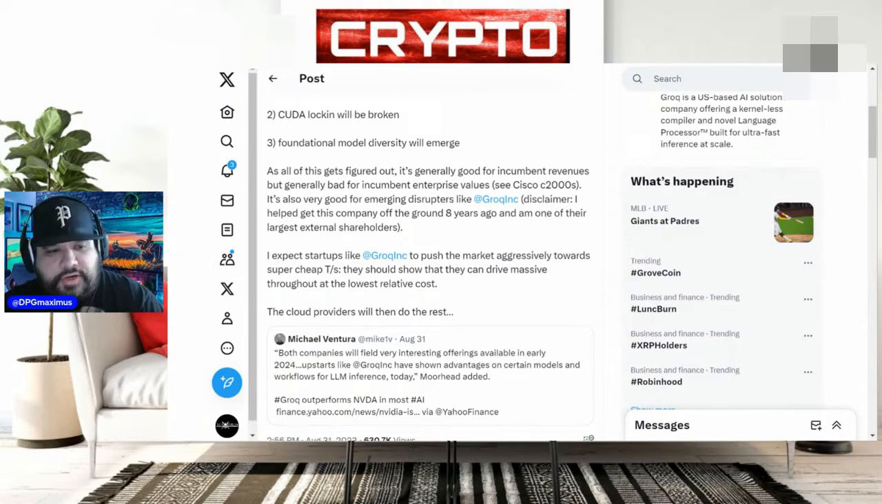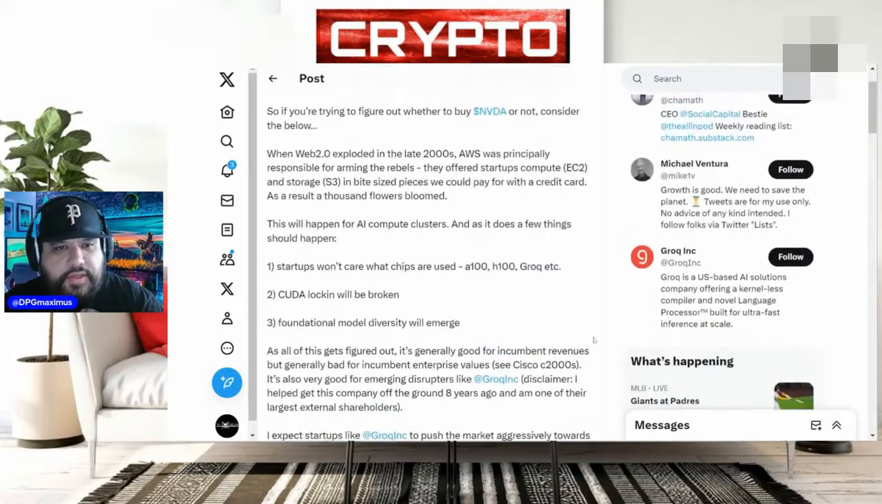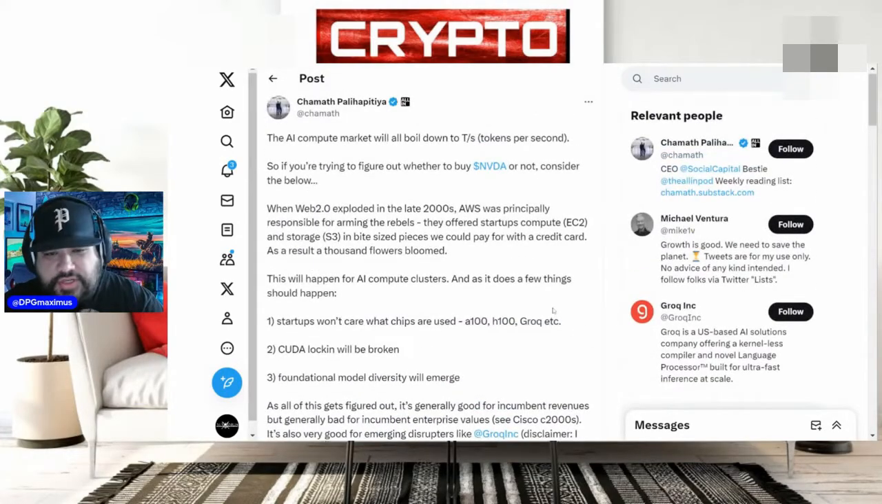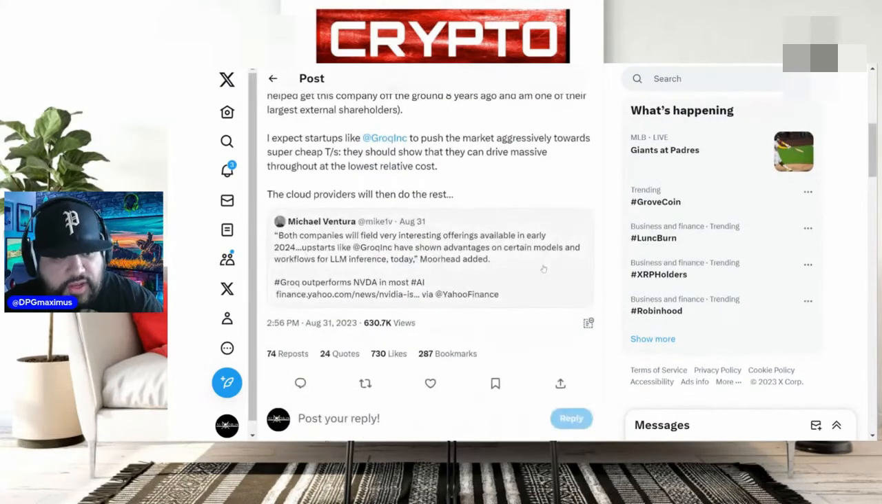He expects startups like Grok Inc. to push the market aggressively towards super cheap transactions. They should show that they can drive massive throughput at the lowest relative cost. I said transactions, I mean tokens per second, excuse me. They should show that they can drive it with that relatively low cost. The cloud providers will then do the rest.